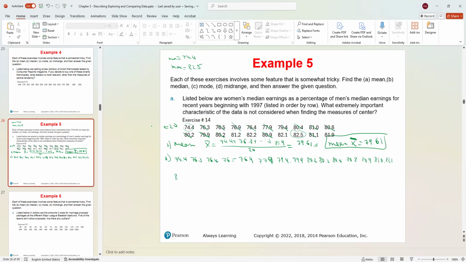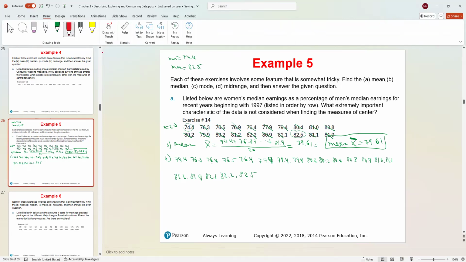We have 81.2. We have 81.9. That's the last one. Now we have 82.1, 82.2, and we have 82.5. So let's count. 1, 2, 3, 4, 5, 6, 7, 8, 9, 10, 11, 12, 13, 14, 15, 16, 17, 18, 19, 20. Yeah.